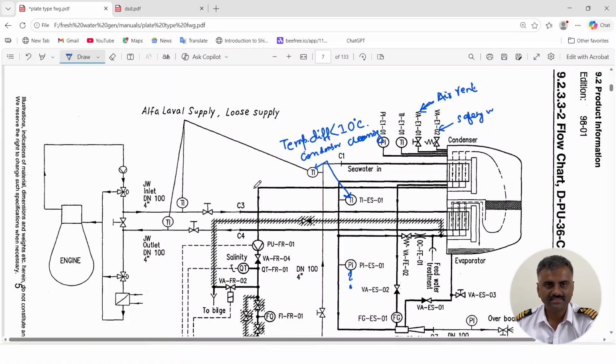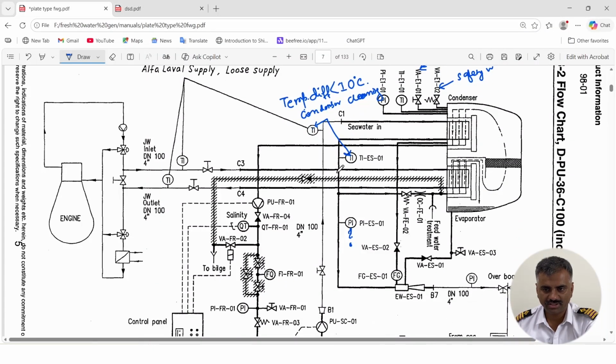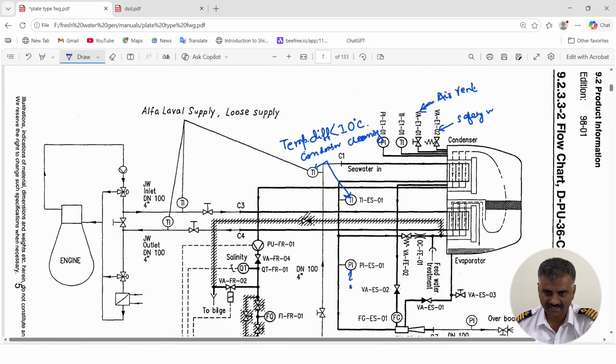Okay, so guys, this line diagram that you see in front of you is the most important section in the freshwater generator manual. If you understand this line diagram properly, you understand how the freshwater generator is working and what all parameters you have to check when you see the working of the freshwater generator, what all things are important to be noted. So let us see this line diagram.